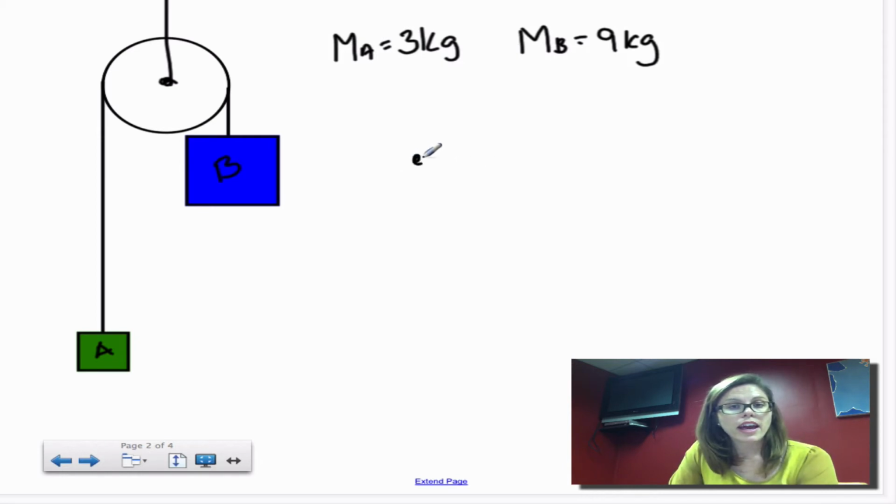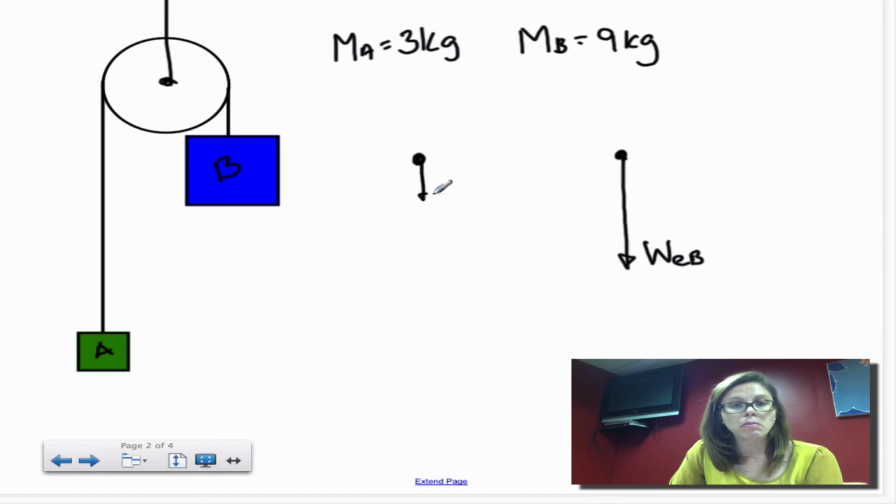So like excellent physics students, this is a force problem, and we begin with a free body diagram. Okay, so the weight of B is much larger. Weight by the earth on B is much larger than the weight by the earth on A.